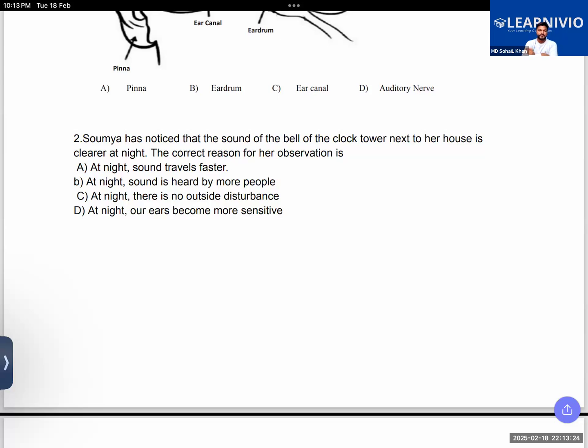Like at night, there is no outside disturbance. Particularly, it has got to do with the temperature difference. Okay. It is not about the outside disturbance. That is also one thing, but the main important thing to be considered over here is that it has got to do with the temperature difference. During the night, the temperature is usually lower, and because of that, we see that the light would be traveling efficiently. Okay, it will travel much more efficiently.